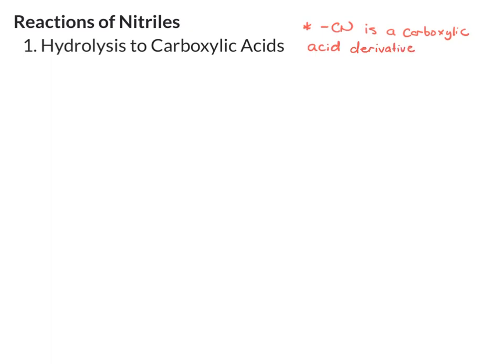And just like an ester, an amide, and acid chloride, those are all carboxylic acid derivatives as well. They are so because they can be hydrolyzed to carboxylic acids. And because a nitrile can also be hydrolyzed to a carboxylic acid, it's considered a carboxylic acid derivative. So let's look at an example first, and then we'll talk about the mechanism.